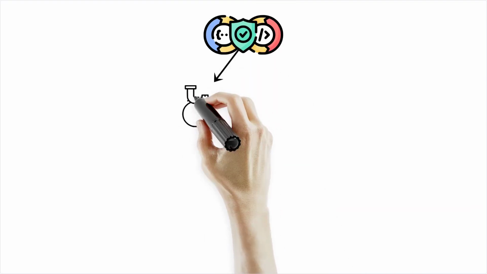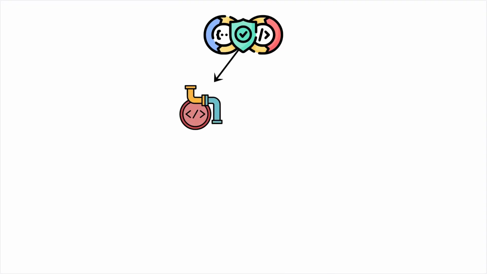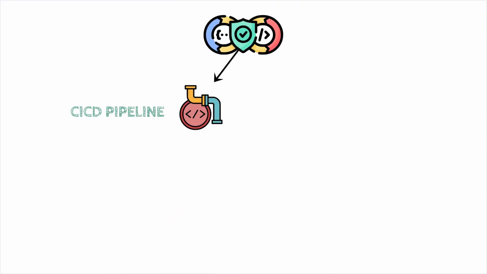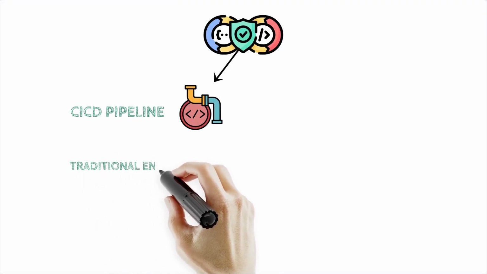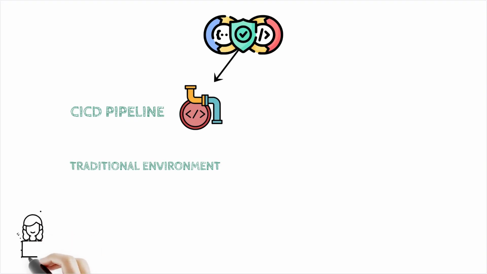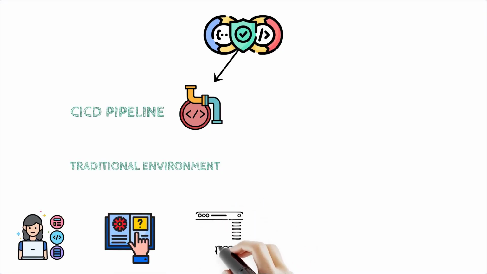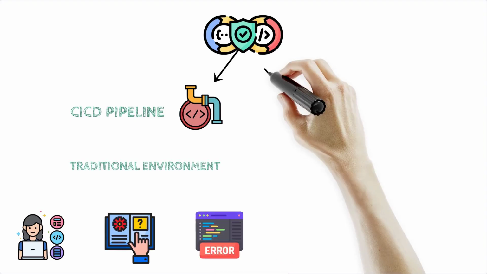DevOps engineer. 1. Automation of the development pipeline. CI/CD automates the process of integrating code changes and deploying them into production. In a traditional environment, this was done manually, which was error-prone and time-consuming. By automating this pipeline, DevOps engineers can ensure a smoother, faster, and more reliable process.